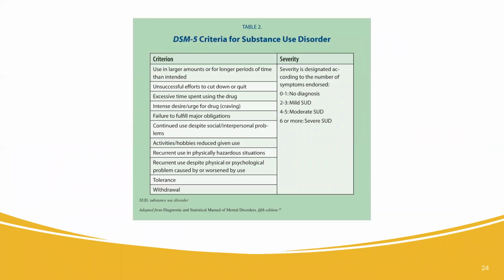As part of the medication for opioid use disorder initiation in the emergency department protocol, it is also important to make sure that the patient meets the DSM 5 criteria for a substance use disorder, which is outlined here.